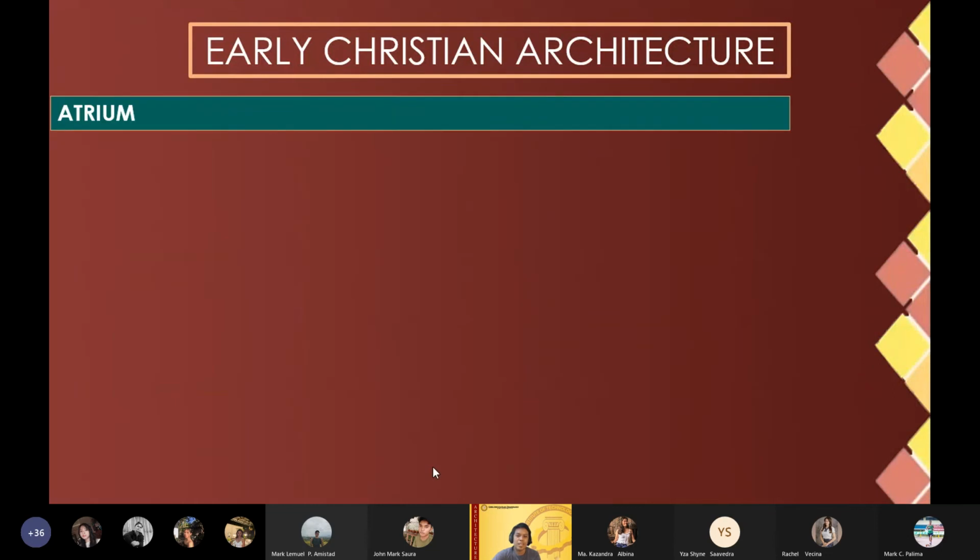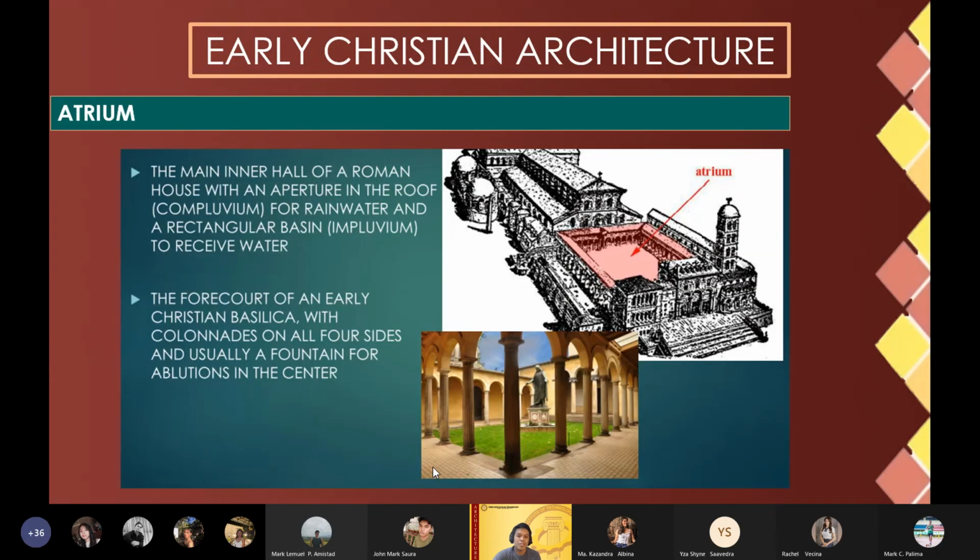Another term, very familiar, atrium. The main inner hall of a Roman house. Still, gigamit na siya for bigger basilican churches. So, before ka mo sulod sa main church, naa na siya atrium.